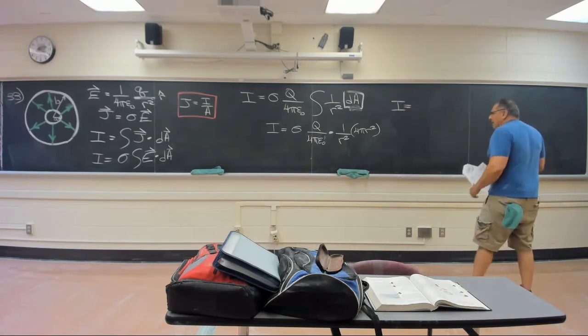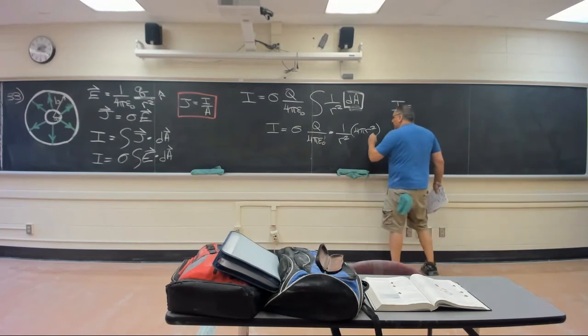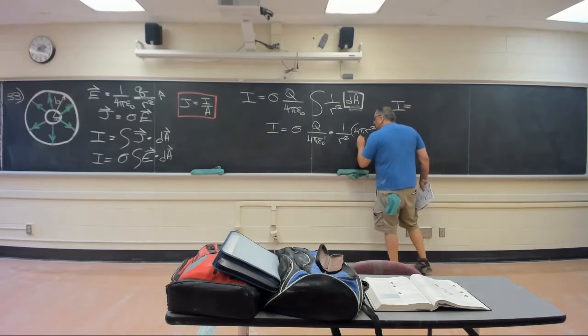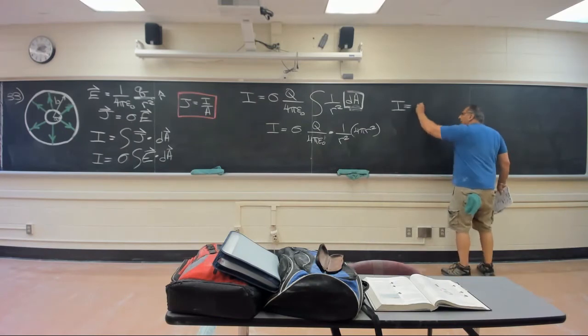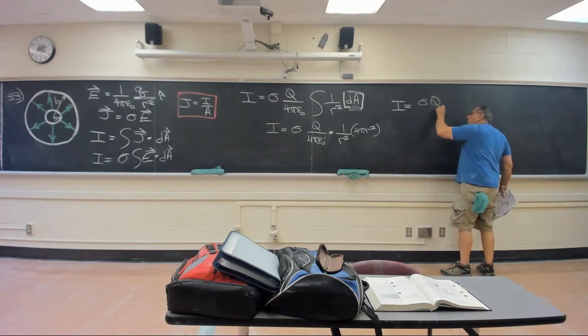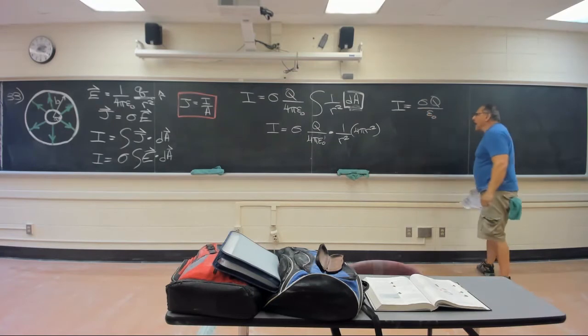When you do that, the r squareds cancel. You've got 4 pi here. The 4 pi and the 4 pi cancel as well. You've got sigma q over epsilon naught.